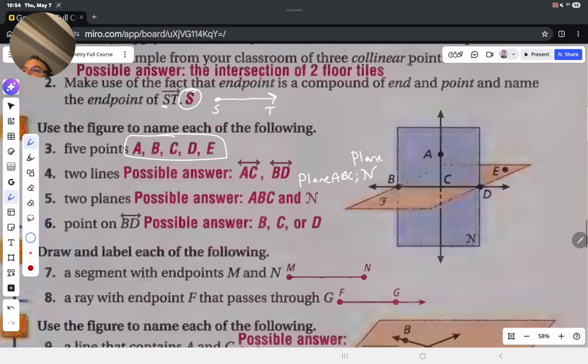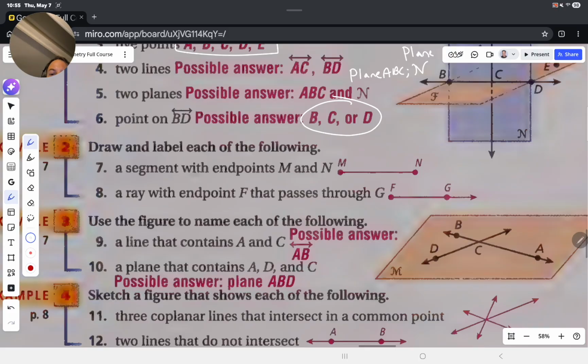Number 6, a point on line BD. So we're looking at the figure again, and line BD goes through B, then C. Then it goes there to D. All 3 of those points are on line BD, so any one of B, C, or D would be the correct answer. So B, C, or D. All right, let's go to our next part.